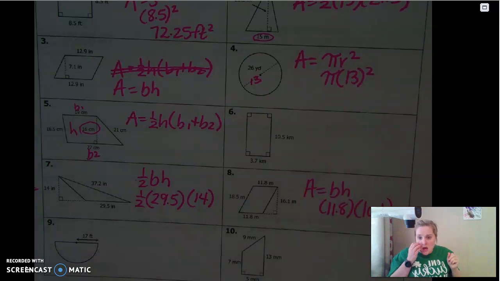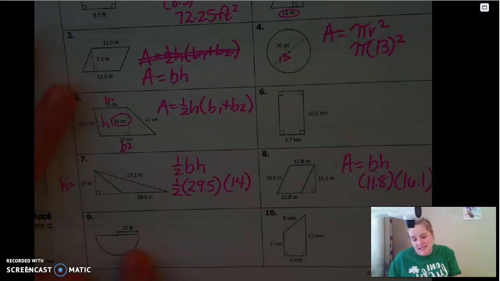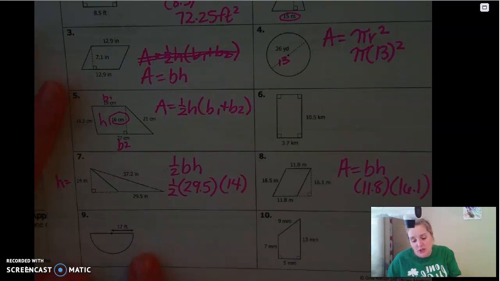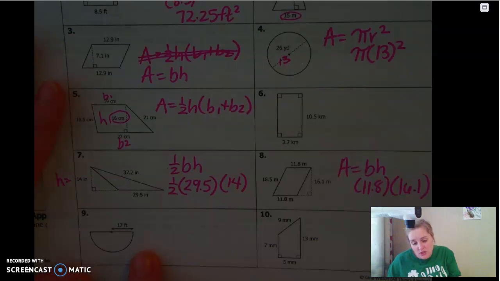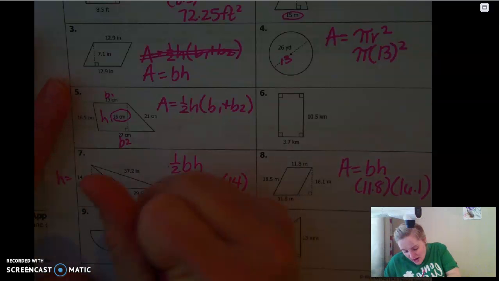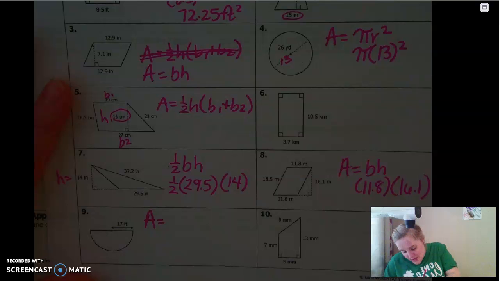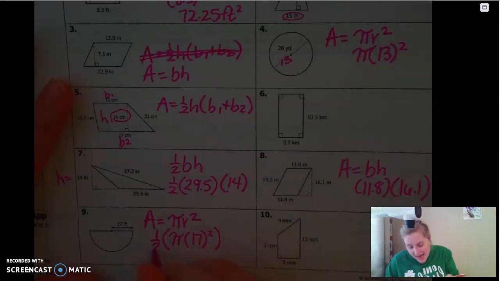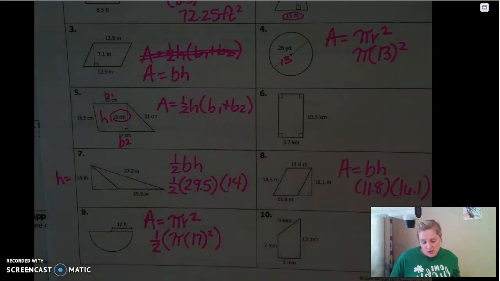Okay? All right. This is a semicircle. Okay, so this is half of a circle. So what you're going to do is you're going to still use the area formula for a circle, but you're just going to take half of that. So the area formula for a circle is pi r squared. Well, what you're going to do is you're going to do pi. The radius is 17 squared, but you are only going to take half of that because that is a semicircle.